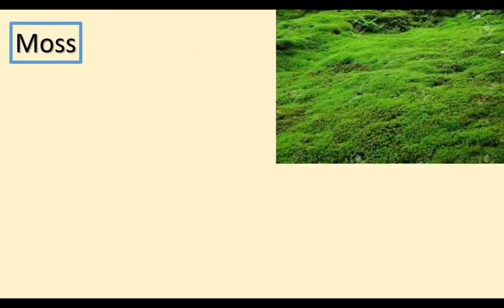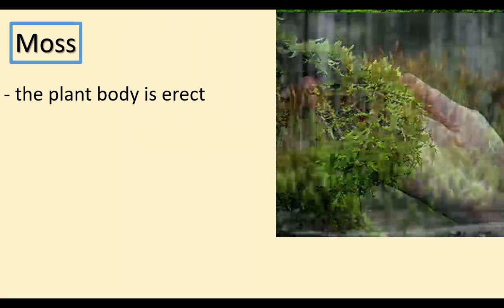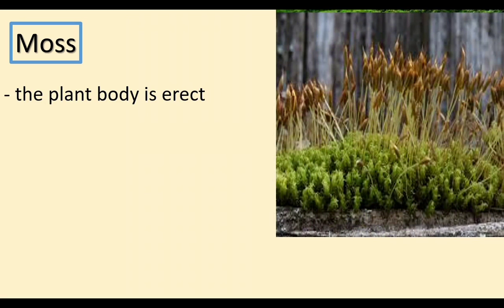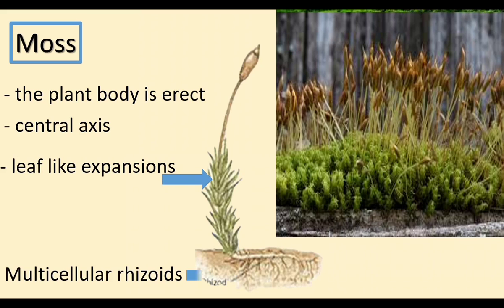Mosses are the third group of bryophytes. They are the advanced bryophytes. They form a dense cover on mountain surfaces. The plant body of moss is erect, and the erect body has a central axis. The central axis contains leaf-like expansions and multicellular rhizoids. Multicellular rhizoids and leaf-like expansions are found on the central axis of the erect plant body of moss.